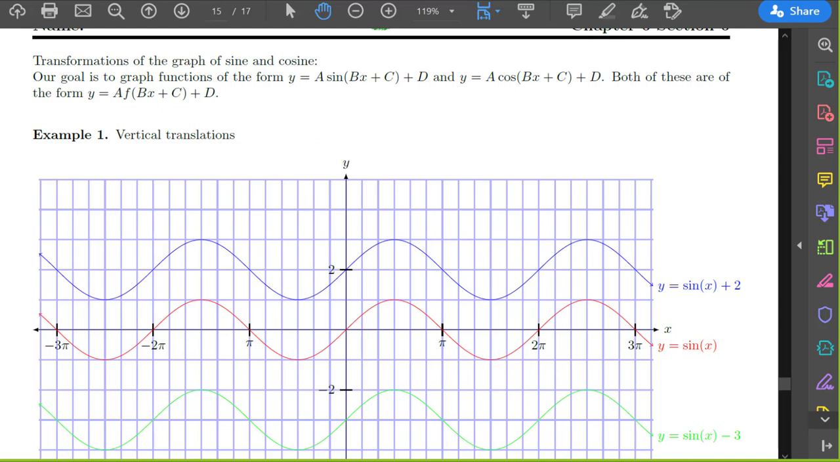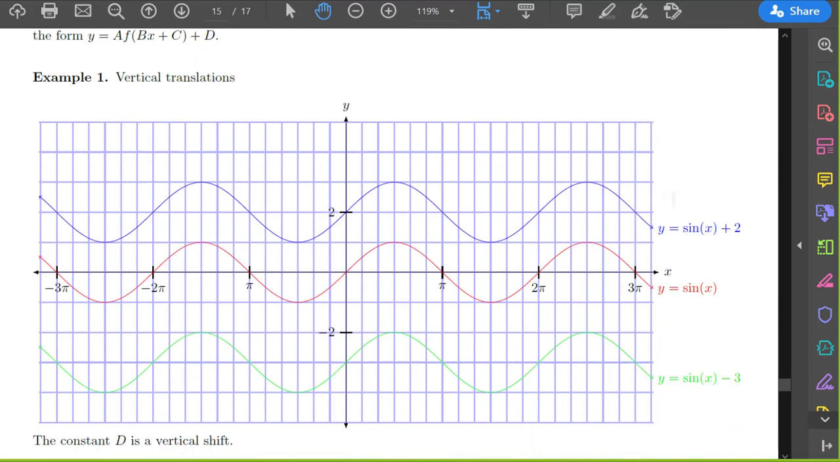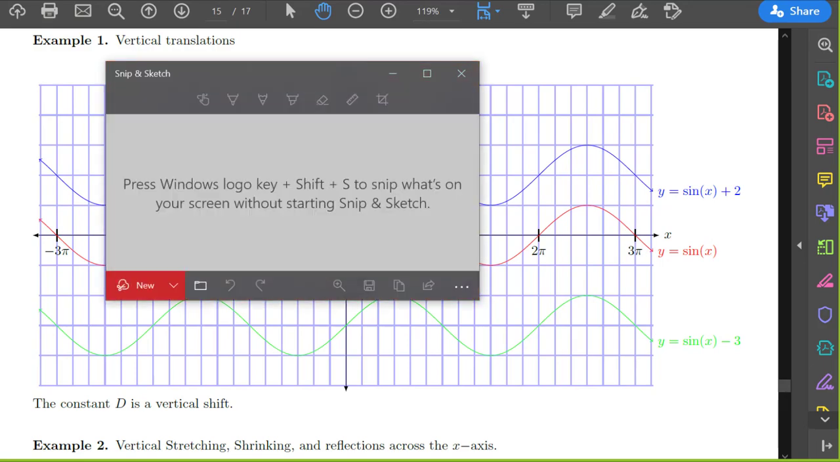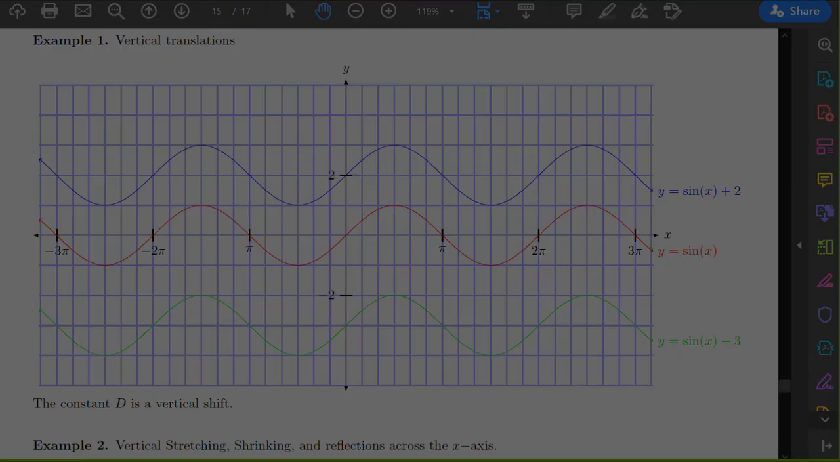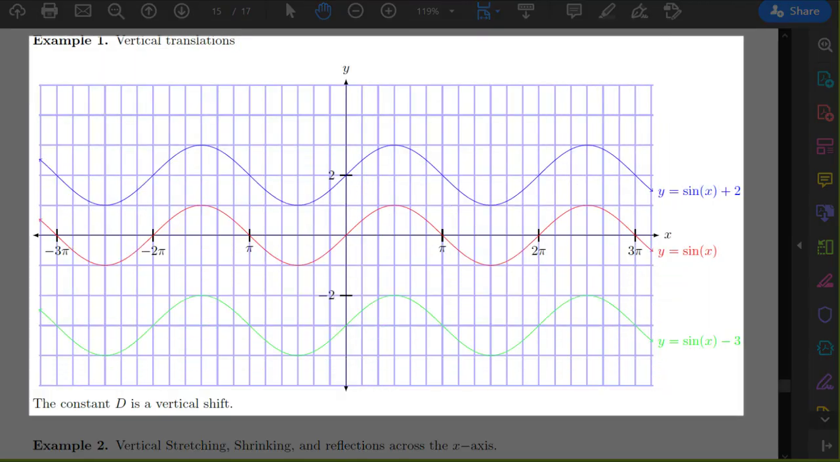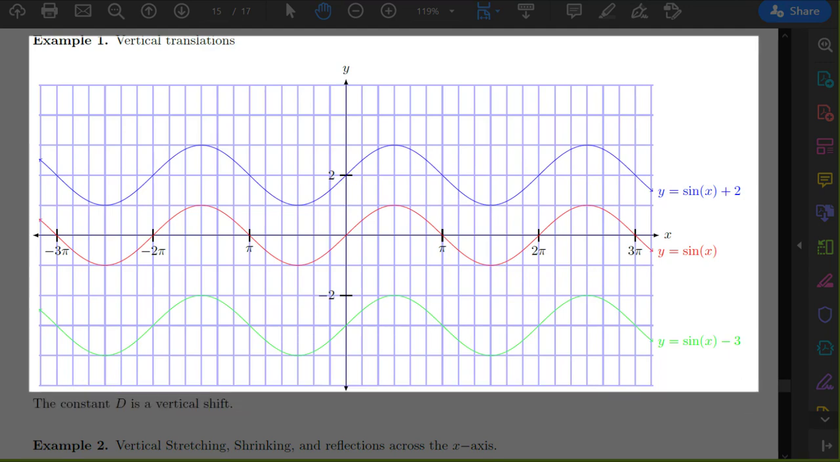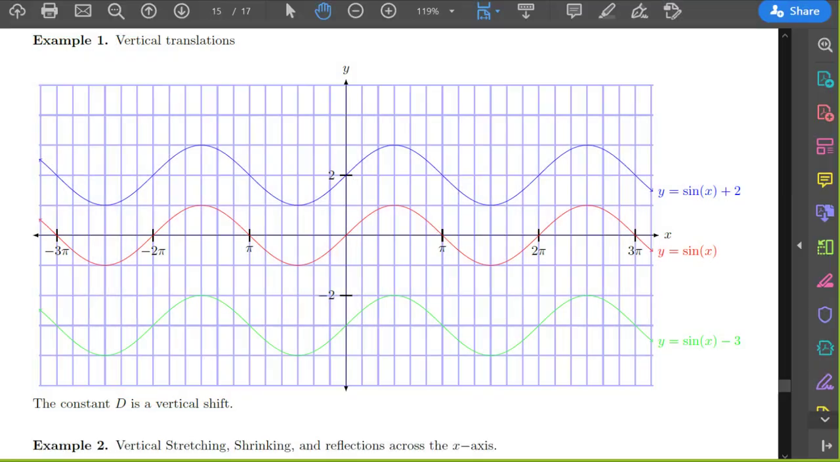The horizontal stretching and shrinking actually makes a lot more sense with these ones, as we'll see as we do some of those examples. So let's go ahead and start with example number 1. And example number 1 behaves exactly as you would expect.